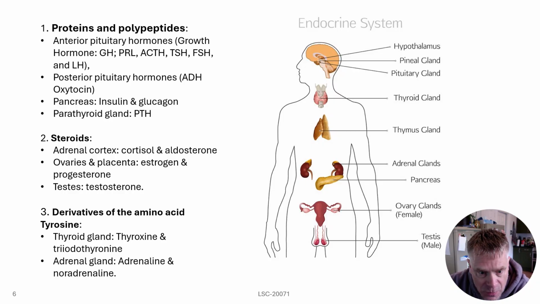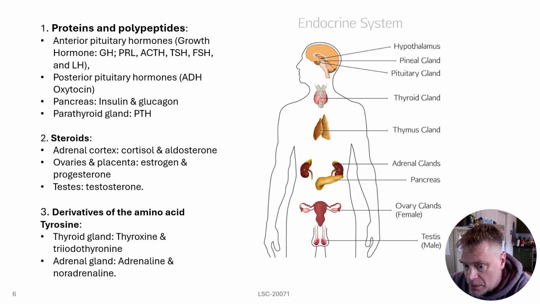These hormones are also grouped according to chemical classes. So first we've got proteins and polypeptides, and these are produced in the anterior pituitary gland, and there are quite a lot of hormones there, affecting growth and some other functions related to reproduction.